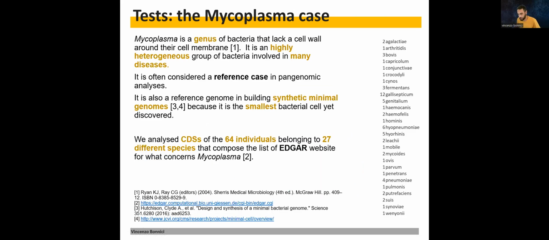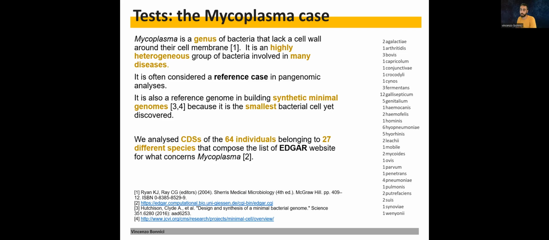So for our test, we used a use case based on Mycoplasma. Mycoplasma is a genus of bacteria that lack a cell wall, having only a cell membrane. It is a highly heterogeneous group of bacteria that is involved in many diseases, and for this case, it is also considered the reference case in pangenomic analysis. It is also a reference genome for building synthetic minimal genomes because it is the smallest bacterial cell yet discovered.